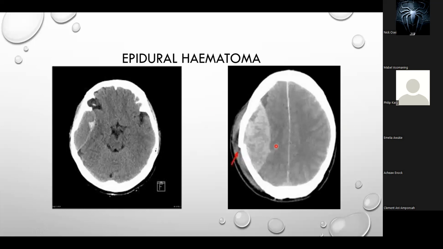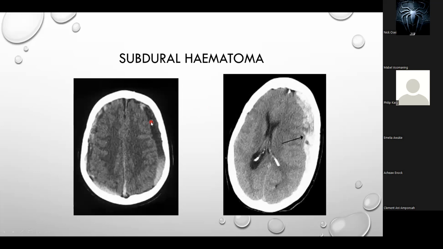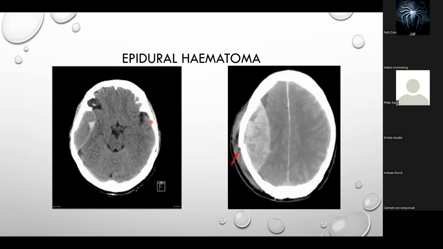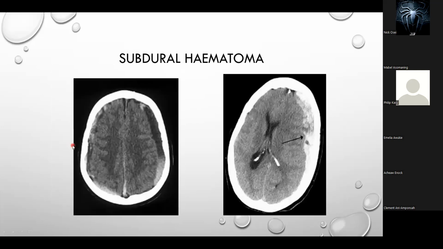Right. So another bleeding type that you might see, usually in the case of trauma, is epidural hematoma. Now, what difference do you see between this bleed and that bleed? This one, you can see it here. This one, you can see it here. What difference is there between these?